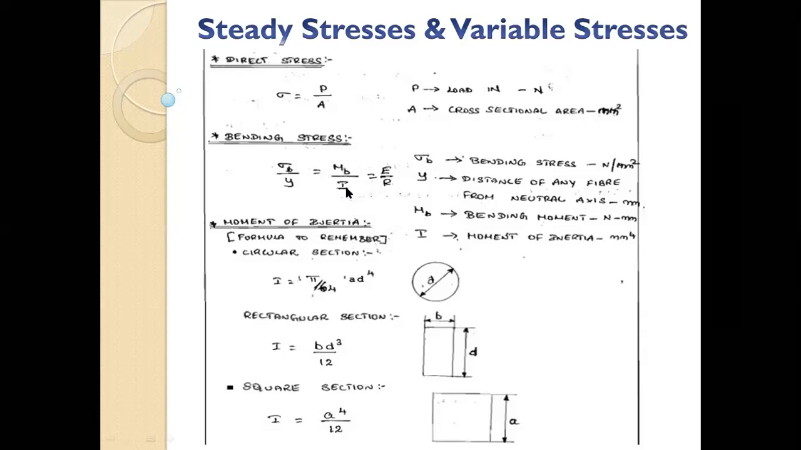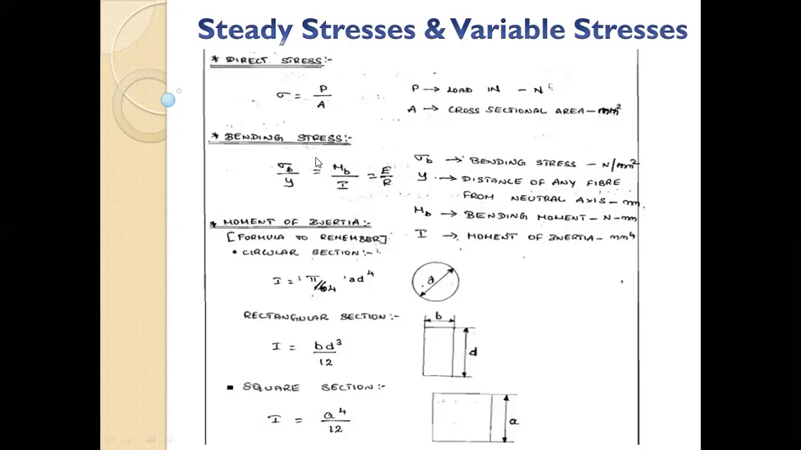You must have seen that in SOM also. But M is bending moment, I is the moment of inertia of your shape, sigma b is bending stress, and y is the distance from the neutral axis. M upon I is equal to sigma b upon y is equal to E upon R. E is your Young's modulus, and R is your radius of curvature. So basically using this equation, we can find out the bending stresses.